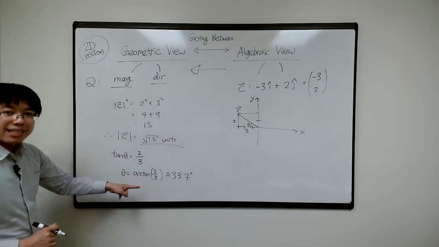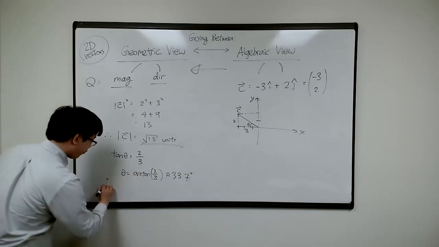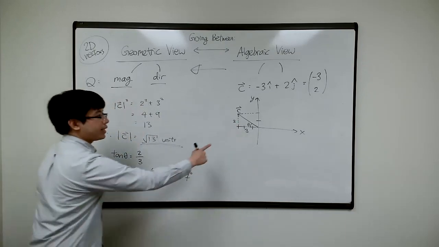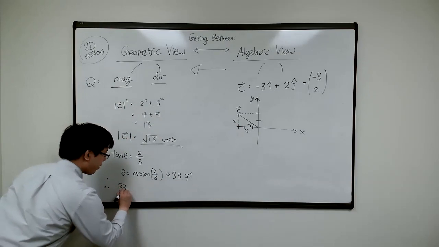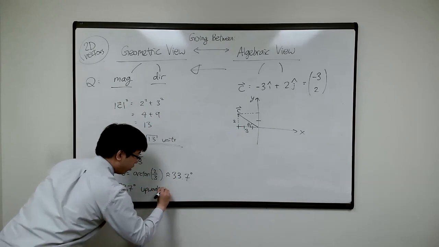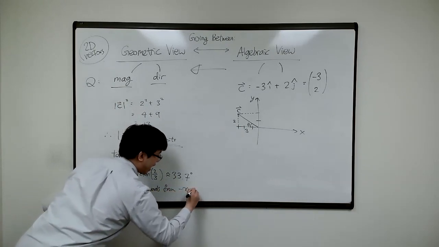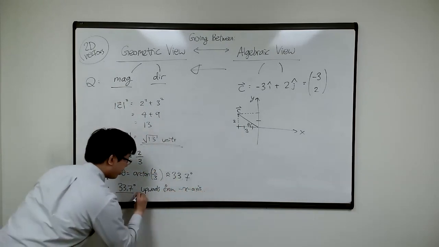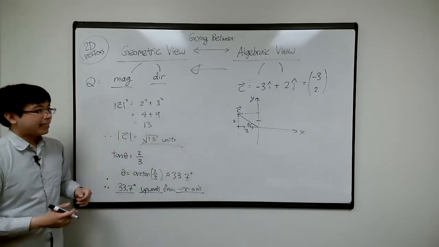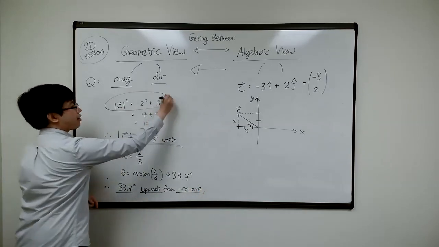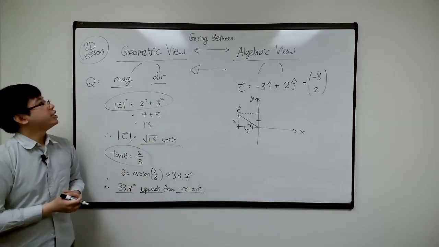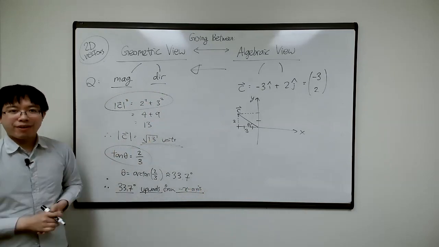Remember, that's not the final answer. Remember, you always want to give 3 pieces of information. So in this case, if this is 33.7 degrees, we need to say that is 33.7 degrees upwards from the negative x-axis. Right, so you have all 3 pieces of information, and that's all right. So that's the general procedure. Basically, use Pythagorean theorem and use your tangents, and that's how you go from algebra to geometric view. Now let's look at the other way around as well.